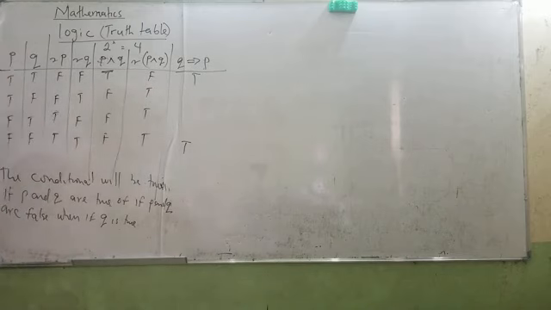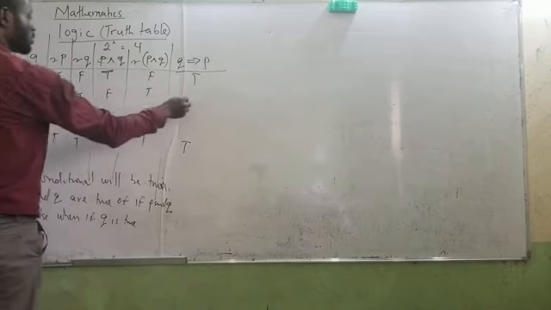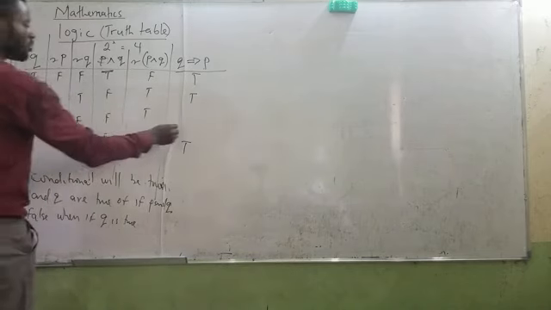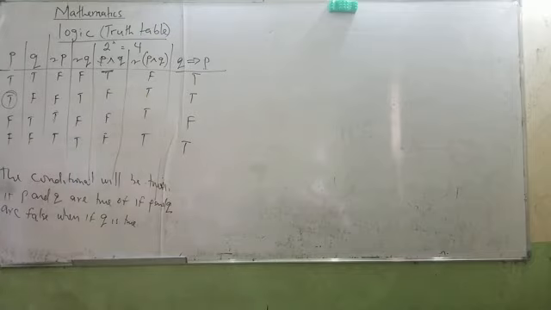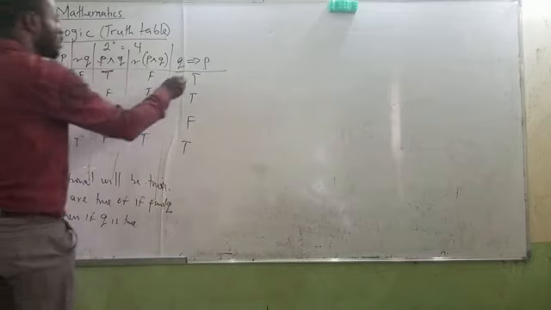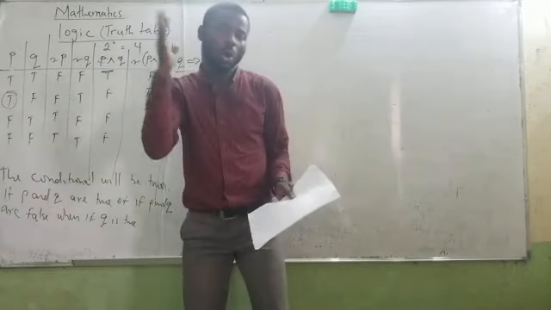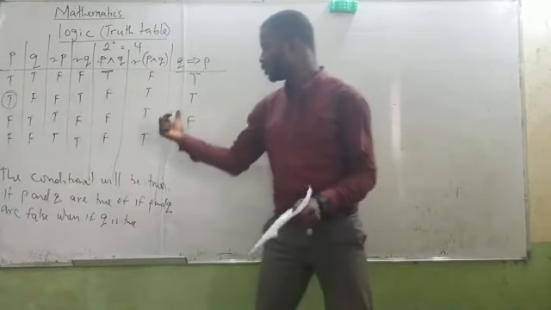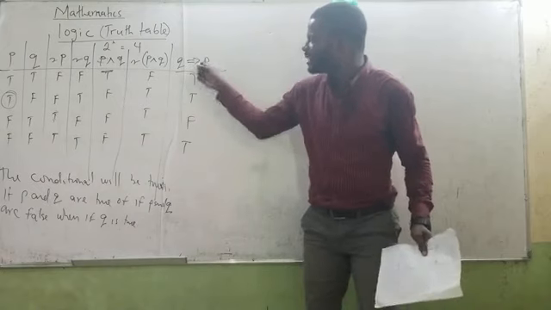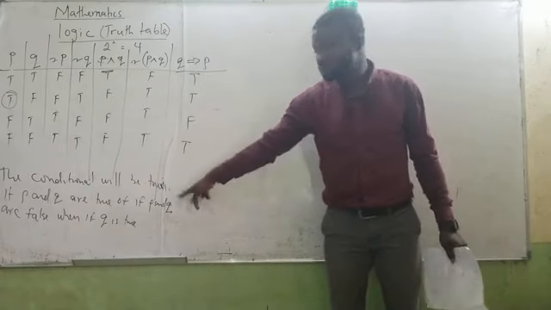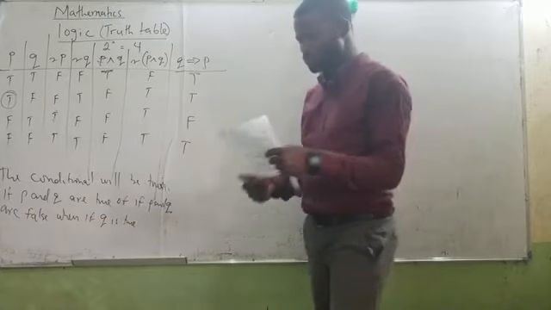Now, the next thing is, if P is true here, and this is false, it will be false. But if this one is false, and this is true, it will be true. That is our answer. I repeat, if both are true or both are false, it will be true. And if this, which is the one that implies it, is true, it will also be true.